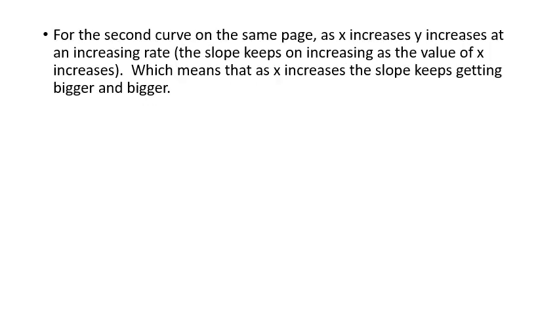Hopefully it is clear. For the second curve on the same page, as x increases, y increases at an increasing rate. This is the graph that he is referring to. You have something like this. This is y, this is x, and the graph looks like this. This is y as a function of x. Here, remember, as x goes up, y goes up. But y goes up not at a constant rate. We don't have a straight line here. Y will go at an increasing rate.